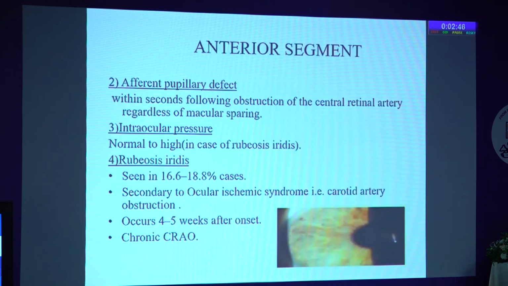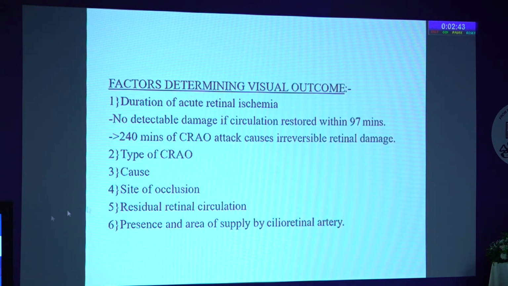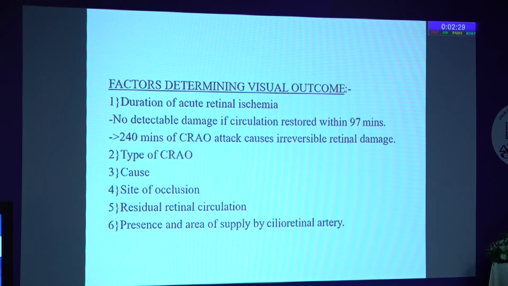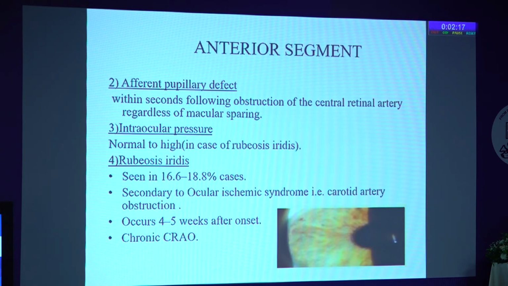Another determining factor is the type of CRAO and the site of obstruction, which also plays a very important role. Residual retinal circulation, how much is left in the retina, is also an important factor determining visual outcome. And the presence of an area supplied by a cilioretinal artery is important because it usually supplies the macular area.